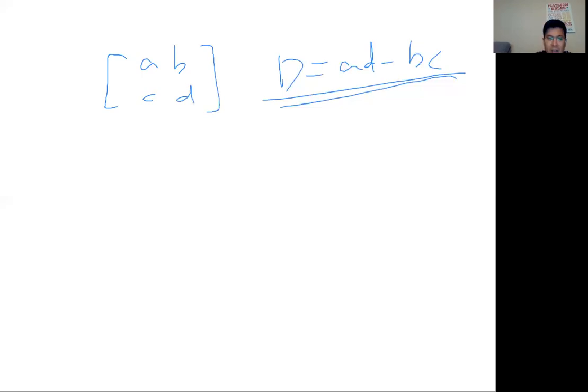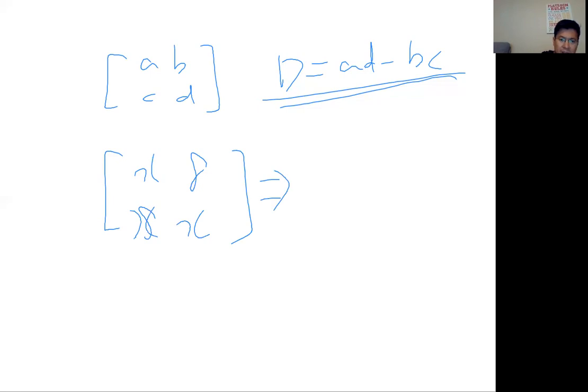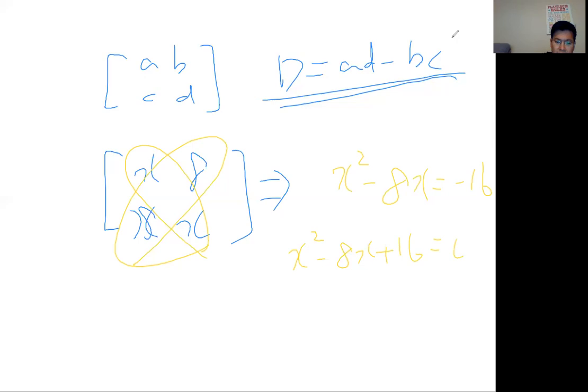But then you just follow this rule with x, 8, x, x. If that is the case, the determinant has to be AD, which is this 2, x squared, minus this 2, 8x. That is equal to minus 16. Then we can add 16: x squared minus 8x plus 16 equals 0. Then x minus 4, squared, equals 0. So x is 4.